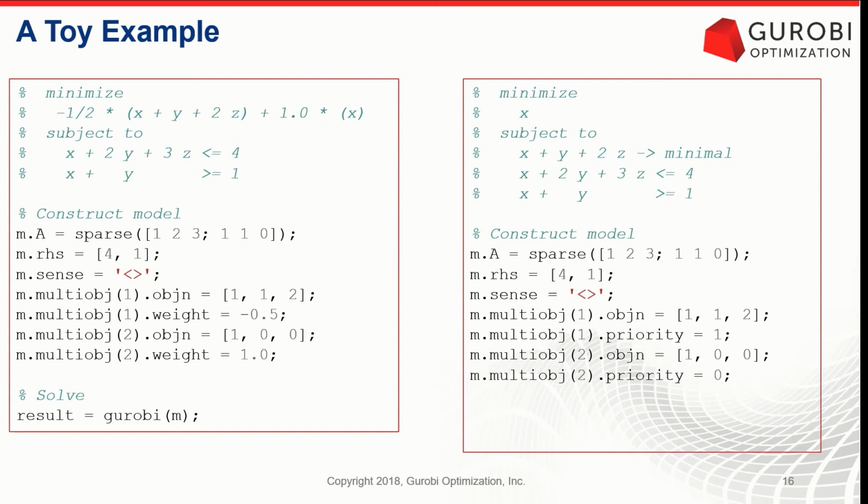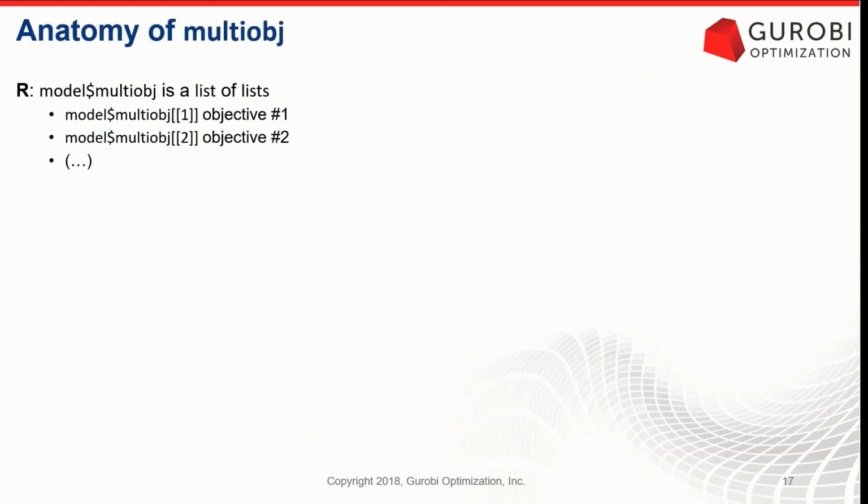Okay, that's all we need to do, and we can solve this problem. Let's dissect the data structures used to model multiple objectives. As for the general constraint data structures, the multi-obj component of the model is a list of lists. So the first entry would model the first objective, the second one, the second objective. So here, first and second is not meant with respect to hierarchy, but just in terms of list indices.